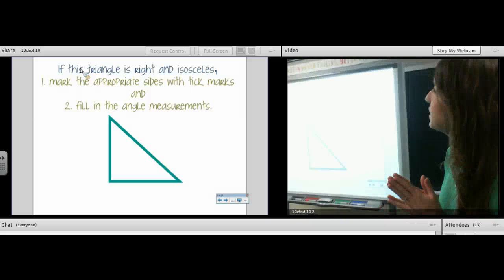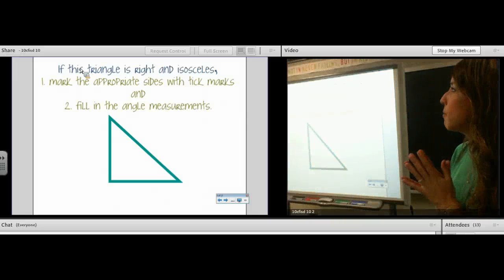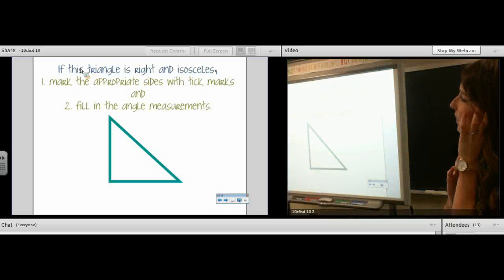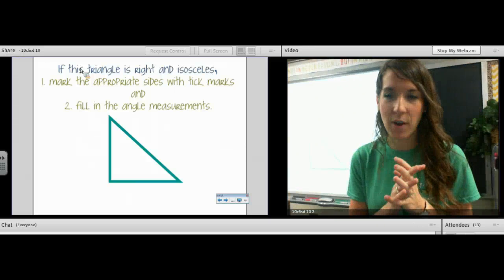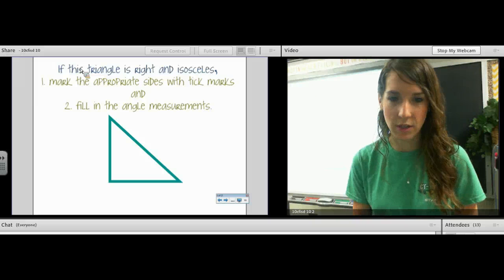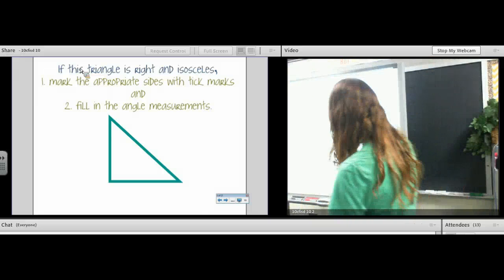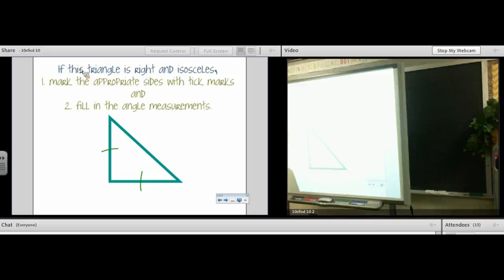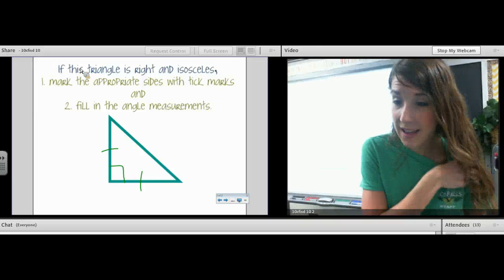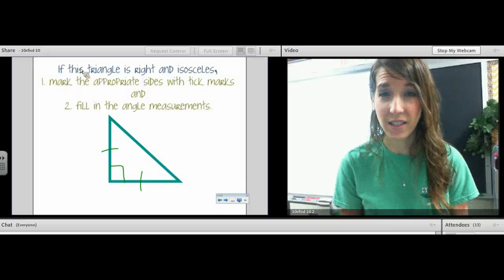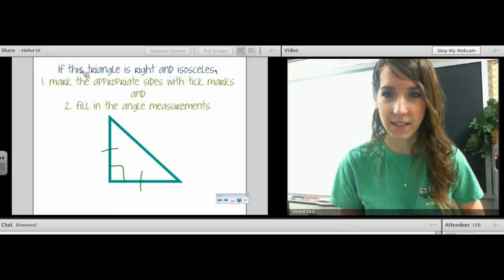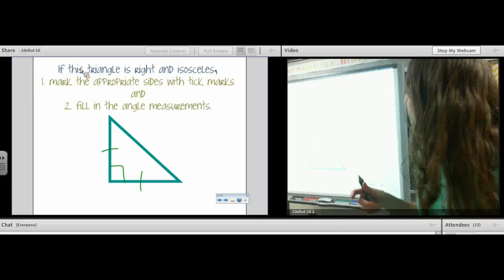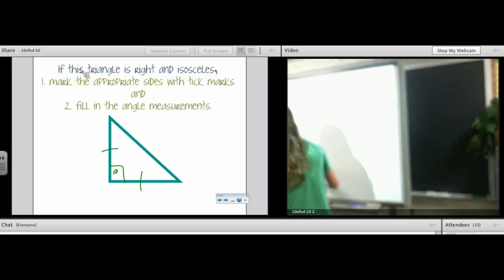All right, if this triangle is right and isosceles, mark the appropriate sides with tick marks and fill in the angles. So where would I add tick marks? What markings would I add to my picture? Yep. So it's isosceles and it's right. The triangles we're going to learn about today have to look like that. They have to be right and isosceles. One of my students one year nicknamed them right isosceles triangles. We know that this angle is 90, obviously.